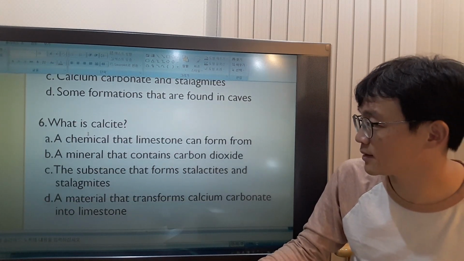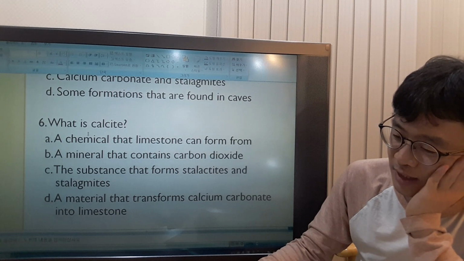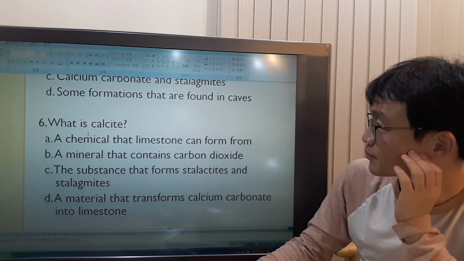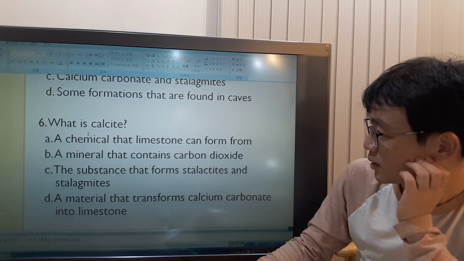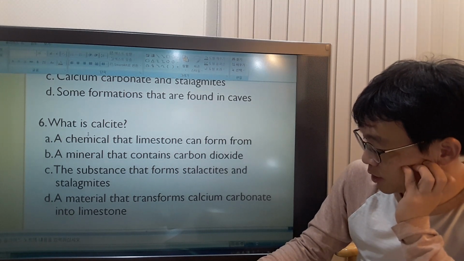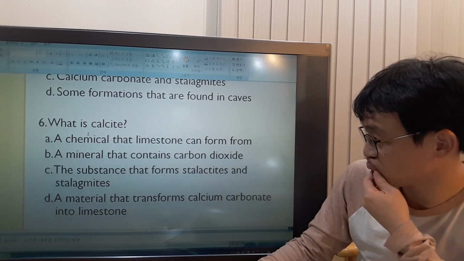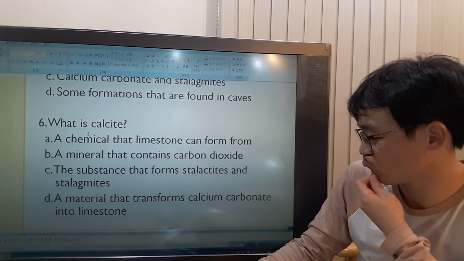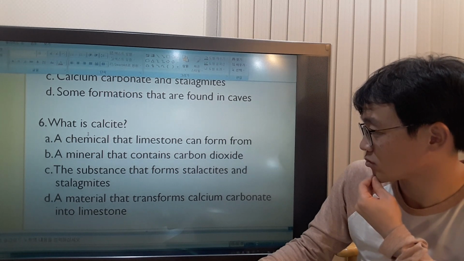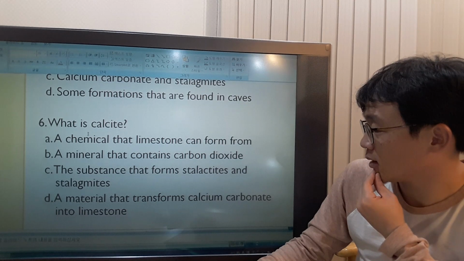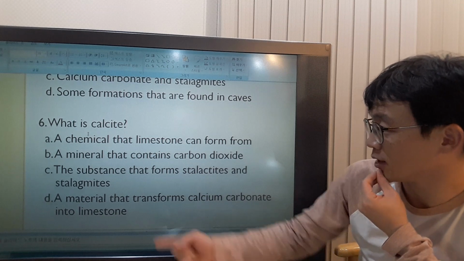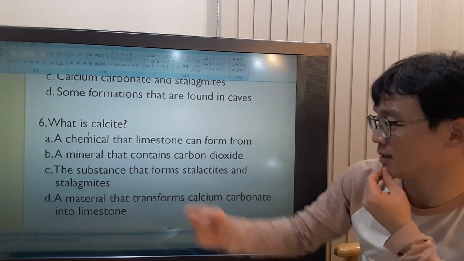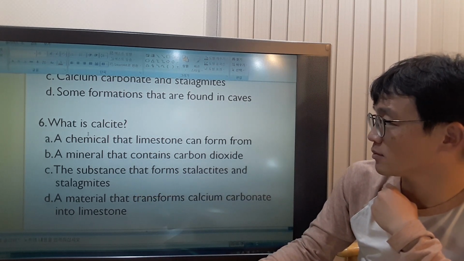What is calcite? Calcite, what did they say? Calcite was calcium carbonate, okay? So let's look at the options. Calcite is what? The substance that forms stalactites and stalagmites, right? That's what it is.